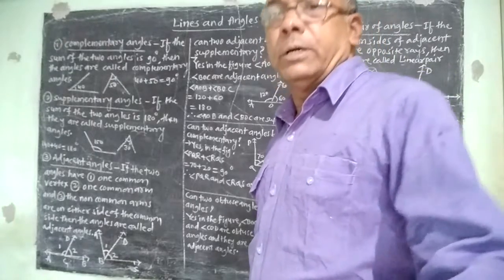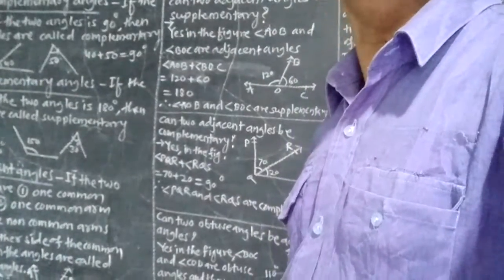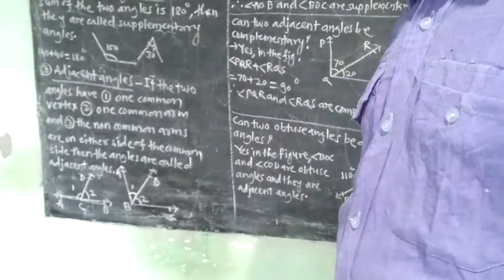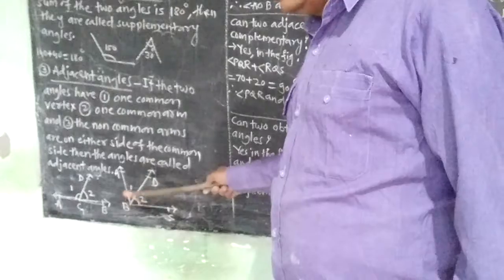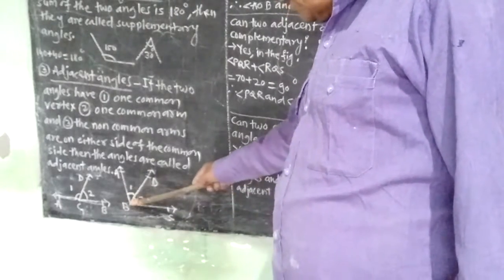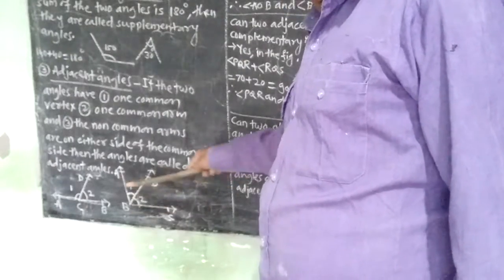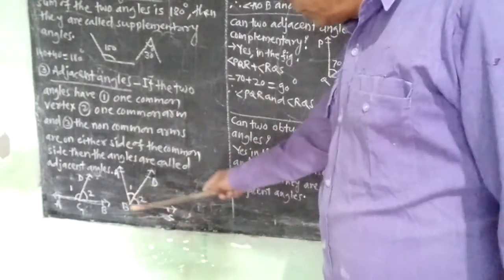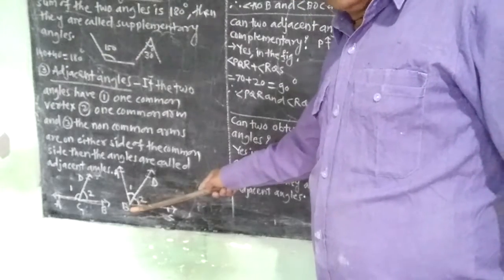The next point is adjacent angles. If we consider the figure, it is seen that ABD and CBD are the two angles, and these two angles have one side common. We know that BD is the common side of both the angles, and also B is the common vertex.